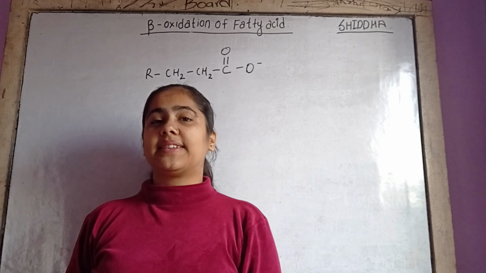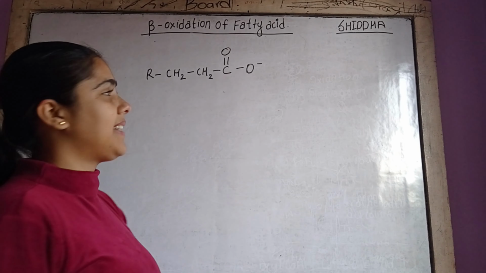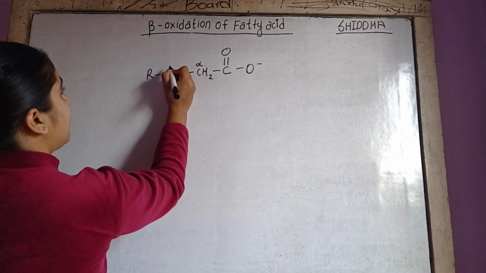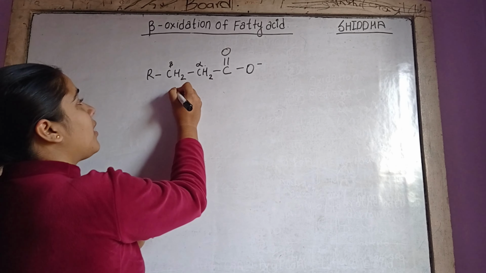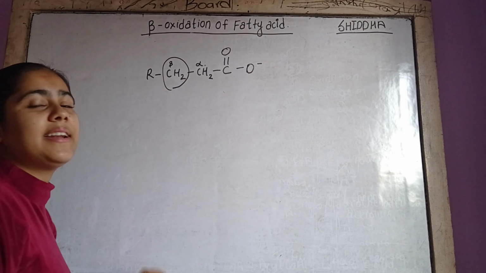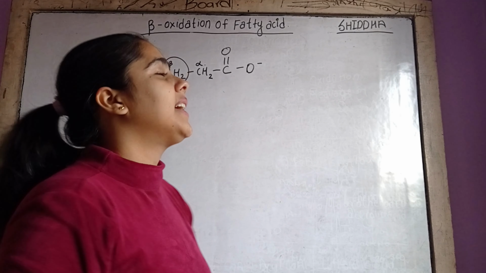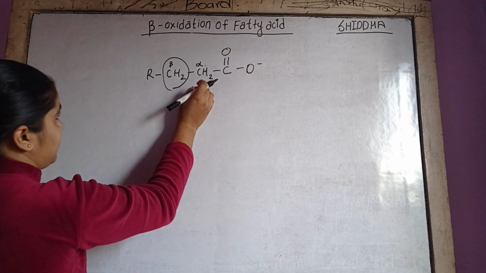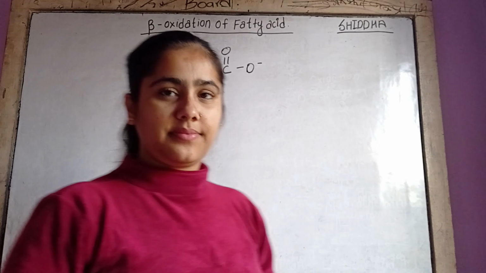From its name we can tell that it is the oxidation in the beta carbon of the fatty acid. So this one is our alpha carbon and this one is our beta carbon. So oxidation in the beta carbon of the fatty acid is known as beta oxidation of the fatty acid. So it leads to the splitting of two carbons from the fatty acid.